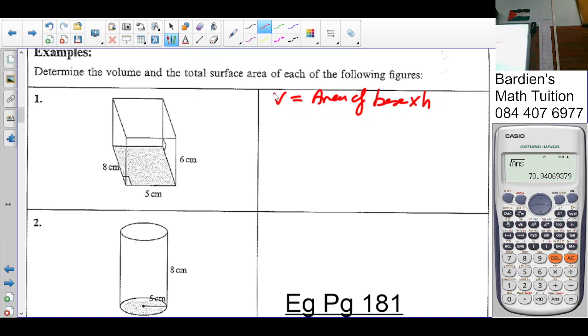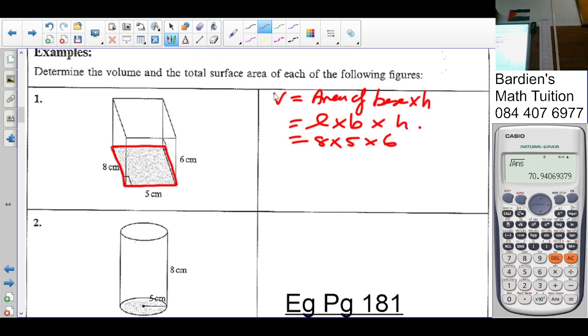So we said area of base. The base is normally shaded. There's your base. What type of shape is this base? Rectangular base. How do you calculate the area of a rectangle? Length times breadth. So you say length times breadth times height of the object. Do you see that, people? So that is simply going to be 8 times 5 times 6.